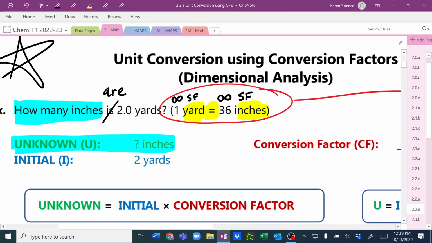Our initial quantity is whatever is given to us in the question. We are given 2 yards, yes? So that is our initial quantity, whatever we are given. And then our conversion factor will either be given to us in the question or it will be something that you already know. If I asked you to convert between hours and minutes, do you know how many minutes are equal to an hour? 60 minutes are equal to an hour. So that would be a conversion factor that you would already know.